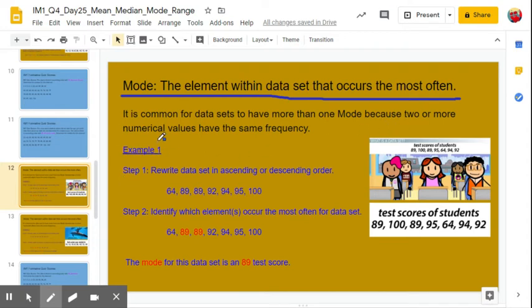So here's our example number 1. It says rewrite the example set ascending to descending order. It just helps to see the repeats that you have in the data set when you have it written this way. Otherwise, it's harder to pick out if your eyes are going all over the place trying to find out, well, how many 95s are there? How many 64s are there? When you have it written this way, you can see it, nice and clear as day. You see how we have the 89s. So that's our second step really, to identify which one occurs the most. In this example, only one number repeats twice. So the mode for this data set is 89.